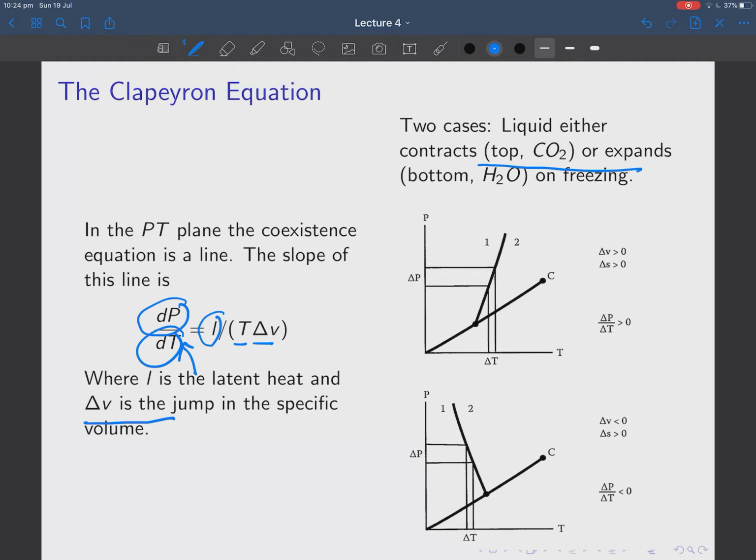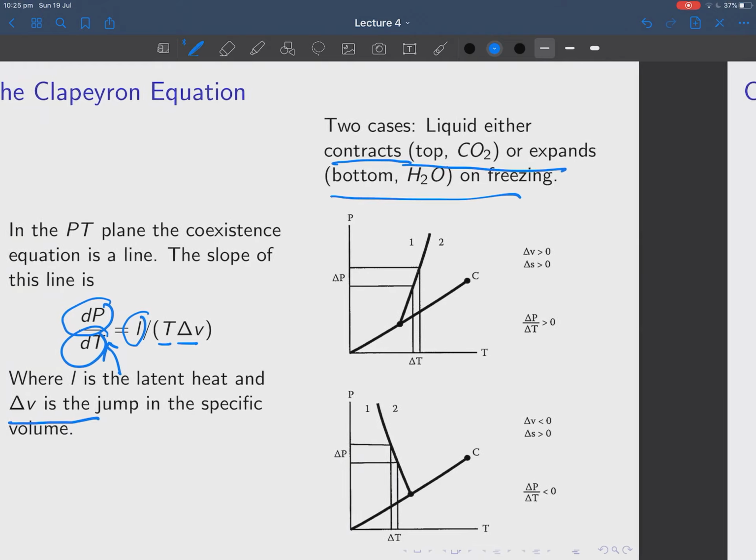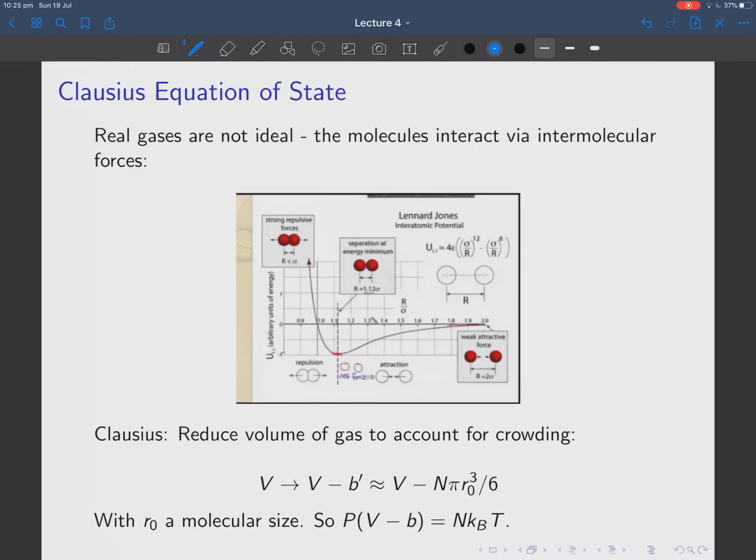Okay, and there are two different cases, whether the liquid contracts or expands on freezing. CO2, for instance, contracts when it freezes, which is the normal kind of behaviour. Think of things getting smaller when you freeze them. But water, of course, expands on freezing, and you know that because ice floats on top of water. Normally icebergs float on the top of the ocean, and ice floats in a drink.